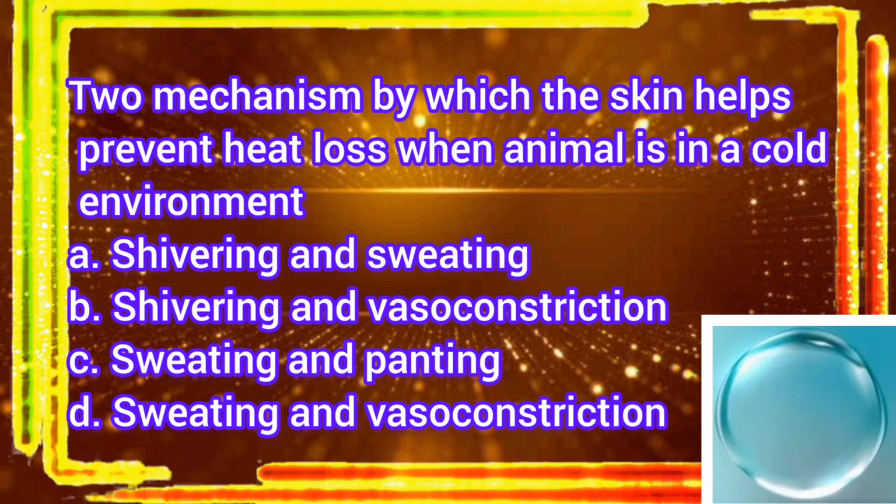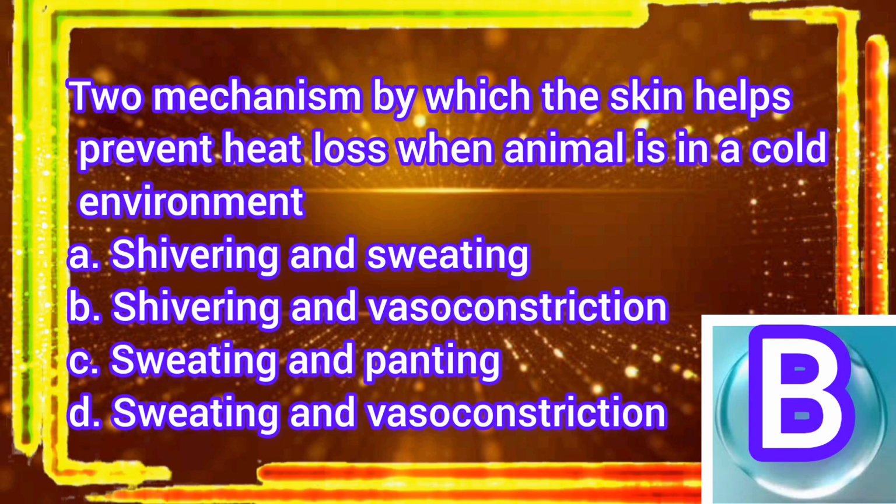Two mechanisms by which the skin helps prevent heat loss when an animal is in a cold environment. A. Shivering and sweating. B. Shivering and vasoconstriction. C. Sweating and panting. D. Sweating and vasoconstriction. The correct answer is letter B. Shivering and vasoconstriction.